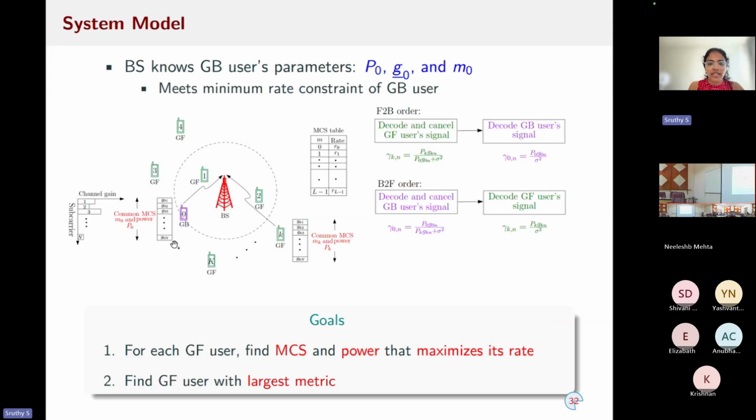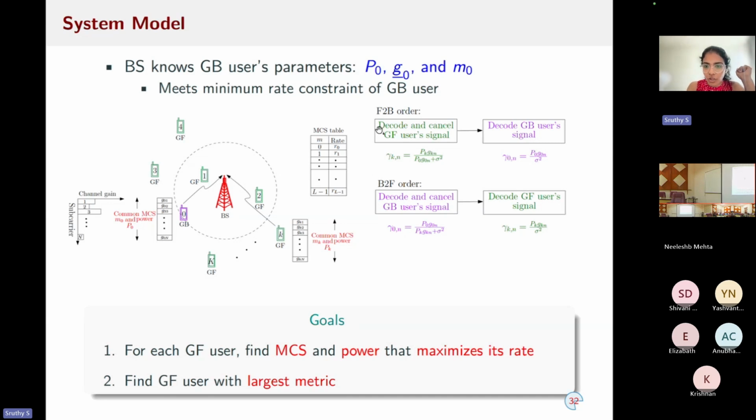Since the grant-based user is already scheduled, the base station knows the grant-based user's parameters such as its power, its channel, and its modulation encoding scheme that meets its minimum rate requirement. Here, our goal is to choose for each grant-free user the optimal modulation encoding scheme and power that maximizes its rate, such that we can find the grant-free user with the largest metric. To find this, we have to consider both the decoding orders, as I mentioned in the previous slides.